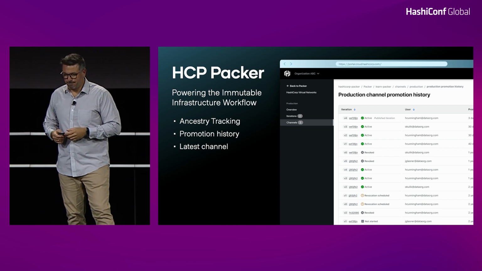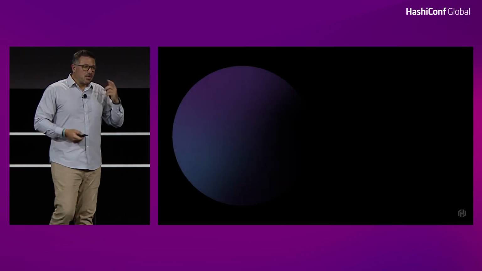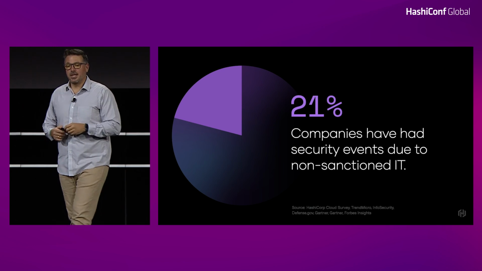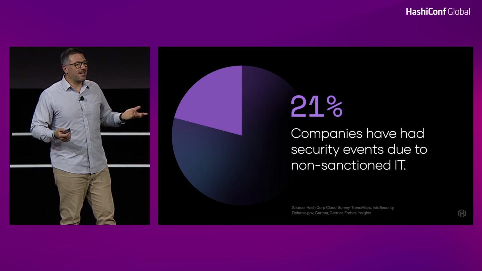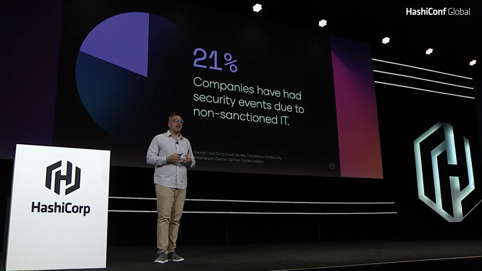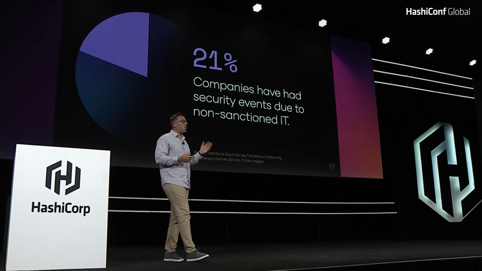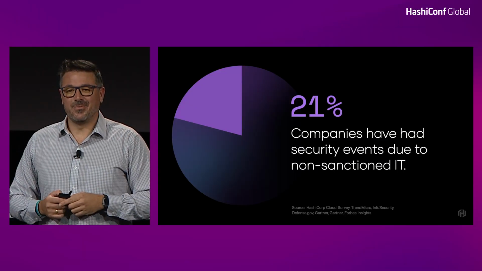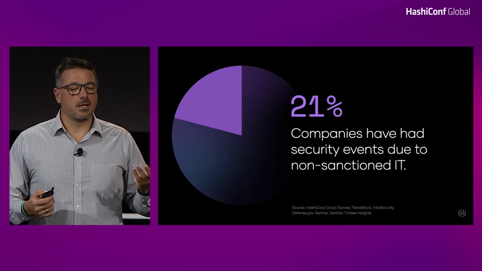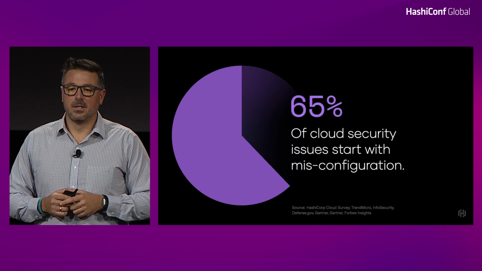Quite nice, you're right. Now, when we talk about day 2 operations and issues, these are some interesting stats to have as context. 21% of companies have security events due to non-sanctioned IT. This is the Wild West where I just click through things and provision infrastructure, and here we go. And then all of a sudden, that's production. And years later, it's not tracked and kind of unknown, right?